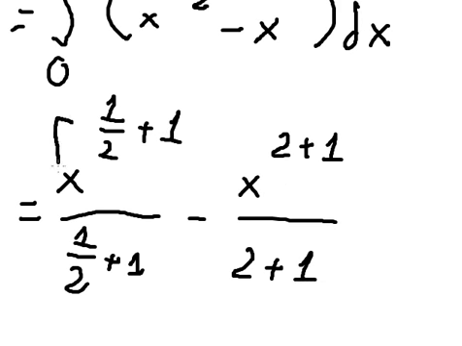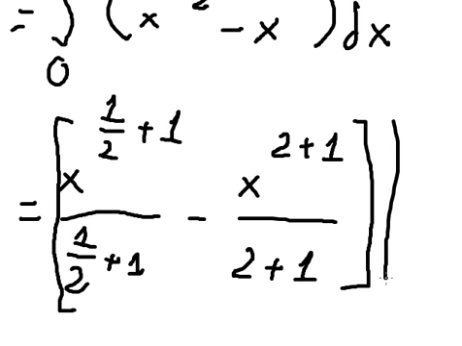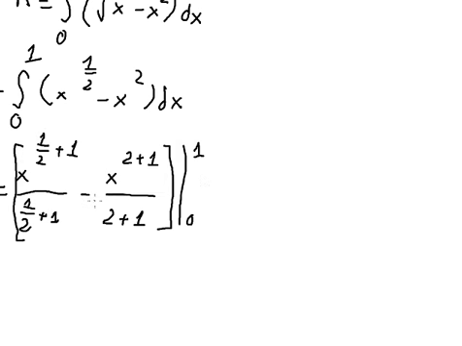And now we put the bounds in here, from 0 to 1. So we put number 1 in here, number 0 in here. So we have the final answer.